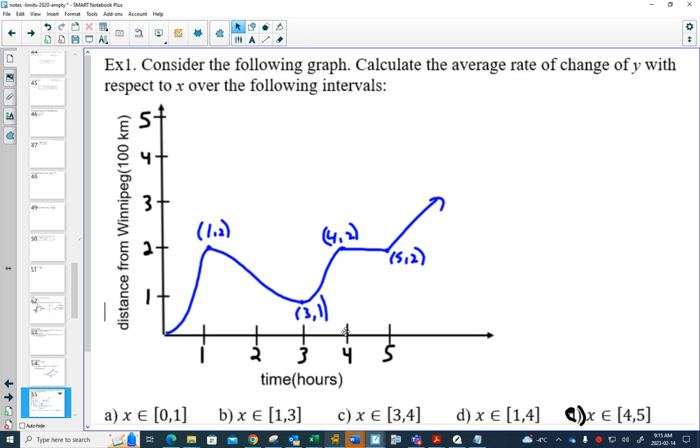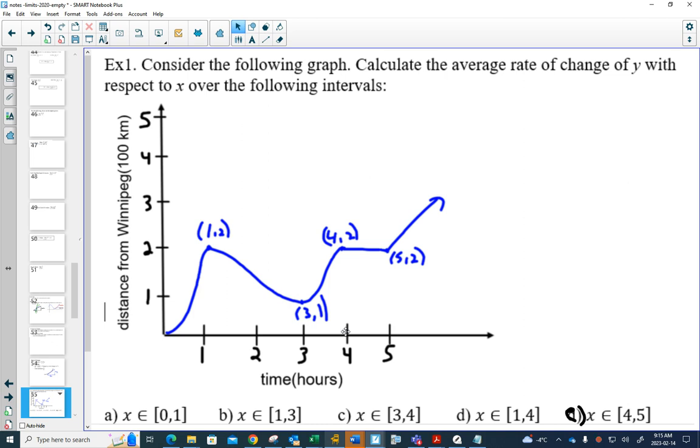So here's a random graph. And we've got distance from Winnipeg, time in hours. I don't know what we're driving here, but we're going pretty fast at some of these times. Because if this is distance in 100 kilometers, in 1 hour, we have gotten 200 kilometers away. We are in some sort of fancy space shuttle or something to be able to move like this.